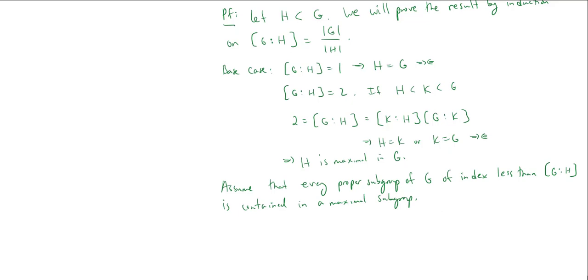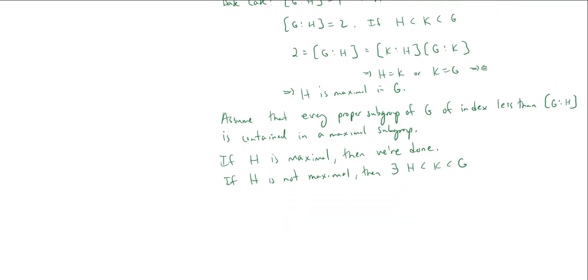Well, first, H could itself be a maximal subgroup. So if H is maximal, well, it's contained in itself, then we're done. Okay, fine. So what if H is not maximal? If H is not maximal, then it is contained properly in a proper subgroup. So then there exists some K properly contained in G, but properly containing H.